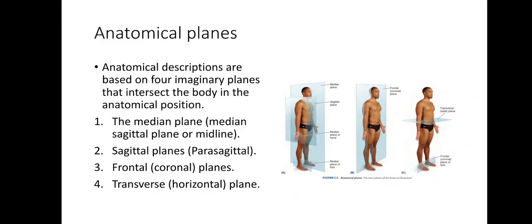Then we have the frontal or coronal plane. It is a plane that divides the body into a front, that is the anterior portion, and a posterior or rear portion. The coronal plane is derived from the word corona, which is Latin for crown. The transverse plane, also known as the horizontal plane, divides the body horizontally into upper and lower portions, and it produces images which are referred to as cross sections.